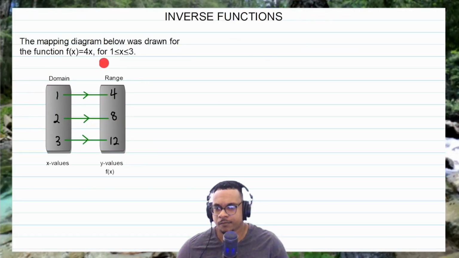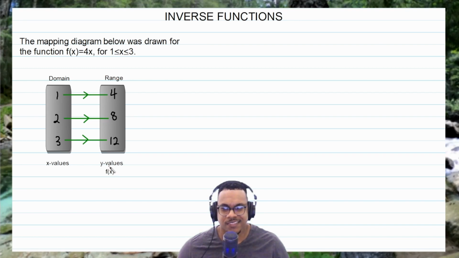This mapping diagram was drawn for the function f of x is equal to 4x, where we have x's in between 1 and 3. That means x is greater than or equal to 1 and x is less than or equal to 3. So here we see our x values from 1 to 3 inclusive of the 1 and 3. So the x values are your domain. And on this side we have our y values, which will be our range.